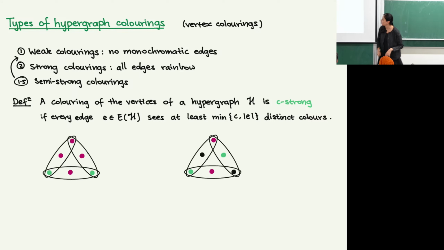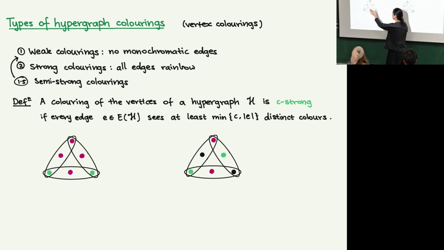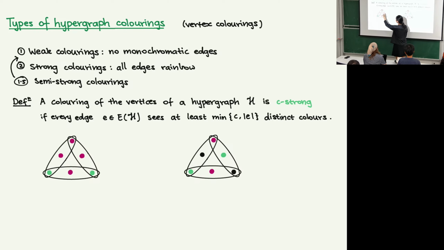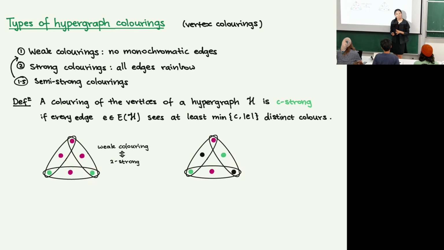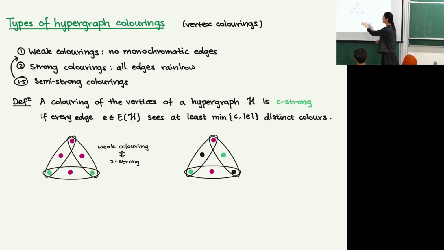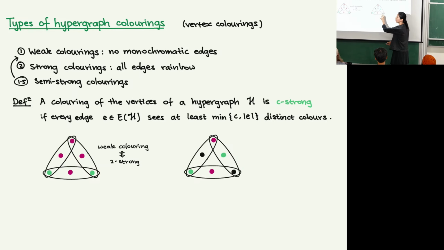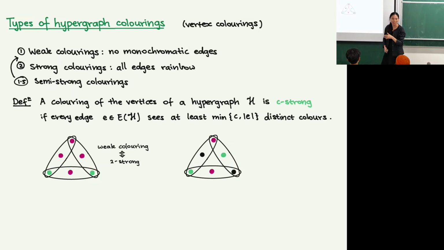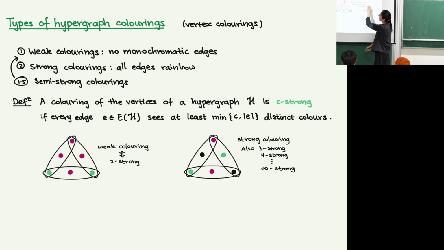Okay, so here's a quick example. I have a graph here. In this first coloring, I notice that I have no monochromatic edges, so I do have different colors in each edge. So this is a weak coloring. And I can also say that it's 2-strong because I have two different colors in each edge as well. And in fact, the notion of weak coloring is exactly 2-strong coloring. If I look at this one, all of my edges are now rainbow, so this is a strong coloring. It's also a 3-strong coloring, but it's also, I guess, a 4-strong coloring or a 5-strong coloring. So we can think of strong coloring as being equivalent to infinity-strong, or really just take K-strong, where K is bigger than the size of your biggest edge.